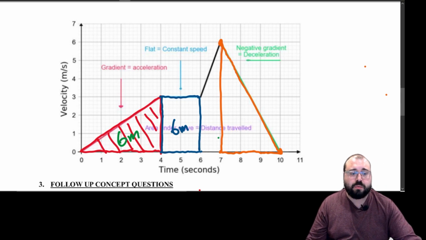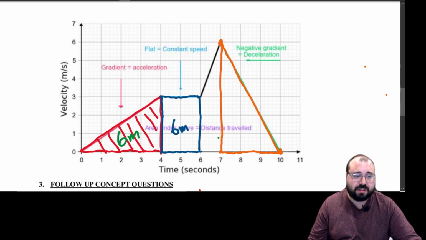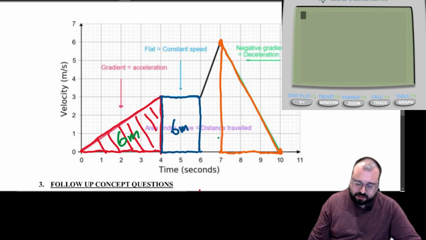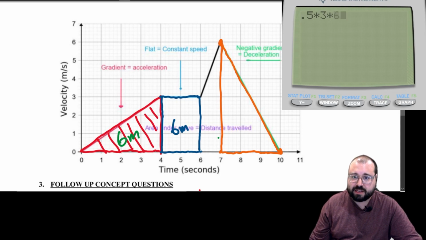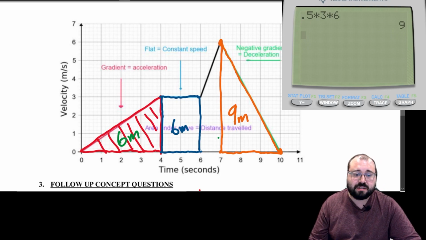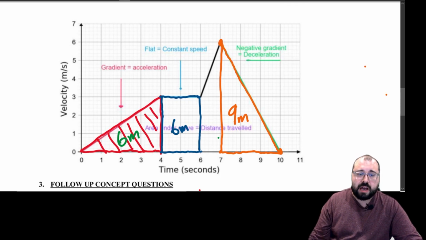So why don't we take out the old calculator here and give it a go. So we're going to do 1/2 the base, which in this case is 3 seconds, times the height, which in this case is 6 meters per second. Throw that in and we get 9 meters there as our distance traveled.